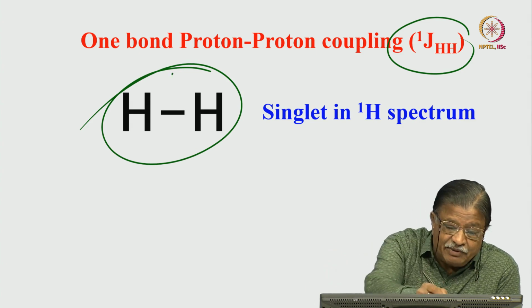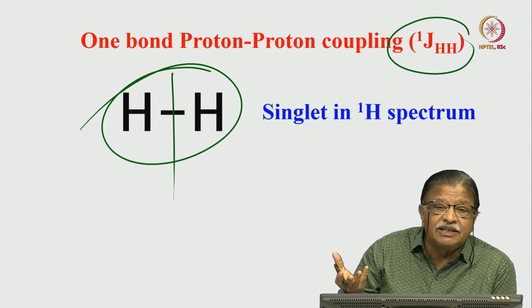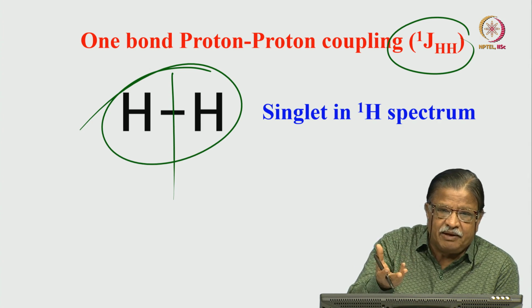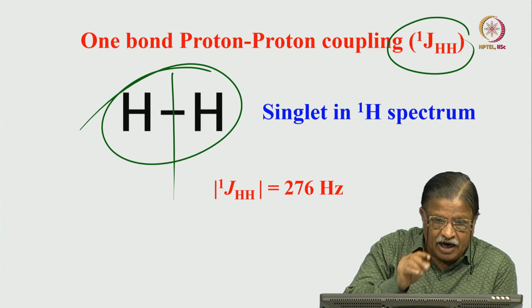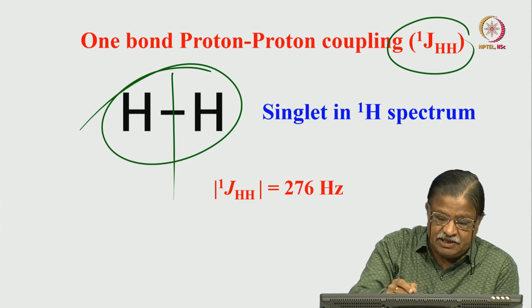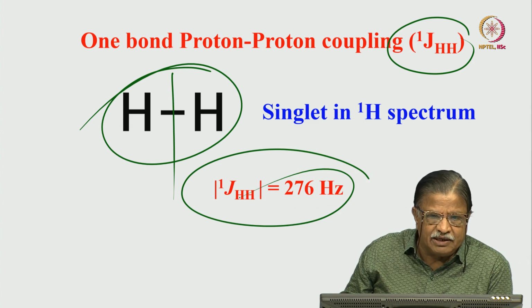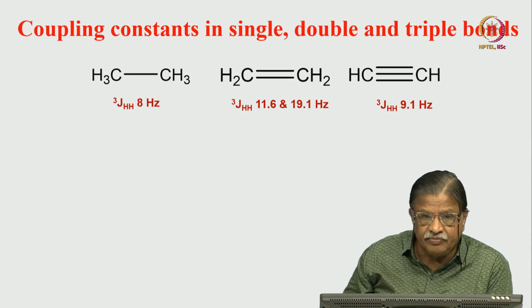It is a perfectly symmetric molecule, you are going to get a single peak. With a single peak, how do you measure the coupling? At least it must be a doublet to measure the coupling, and it is a singlet. It is a different question, I will tell you later how you measure coupling among equivalent spins. But remember, the 1 bond coupling of protons is around 276 hertz in the hydrogen molecule.